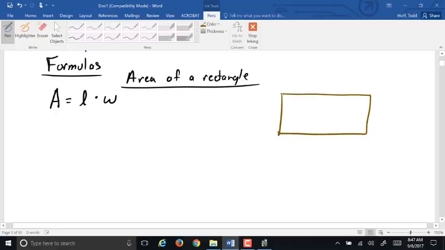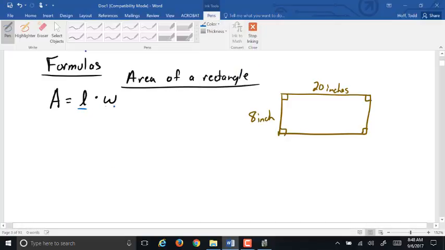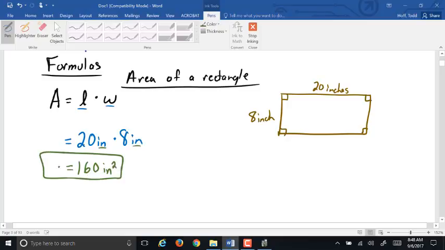So if I have a rectangle, now the way I drew that, you'd never know for sure that was a rectangle. But if I give you square corners, you know it has to be, right? Let's say I have a width of 8 inches and a length of 20 inches. The area is found by simply replacing the length and the width in this formula. So for the length, we put in the 20 inches. For the width, we put in the 8 inches. And then order of operations, all we have to do there is multiply. So it's going to be 20 times 8, which is 160. But we also have inches times inches, which is inches squared. So the area of that rectangle is 160 inches squared, or 160 square inches.